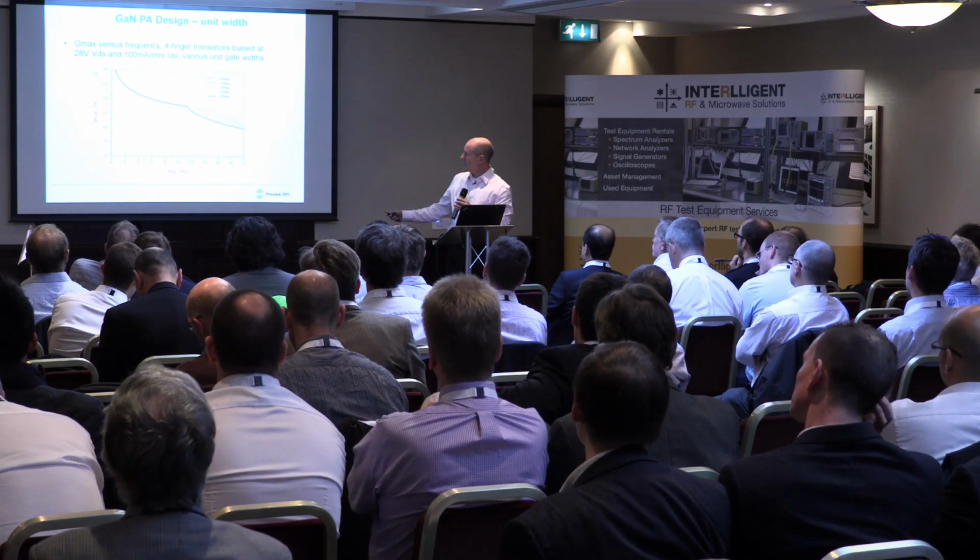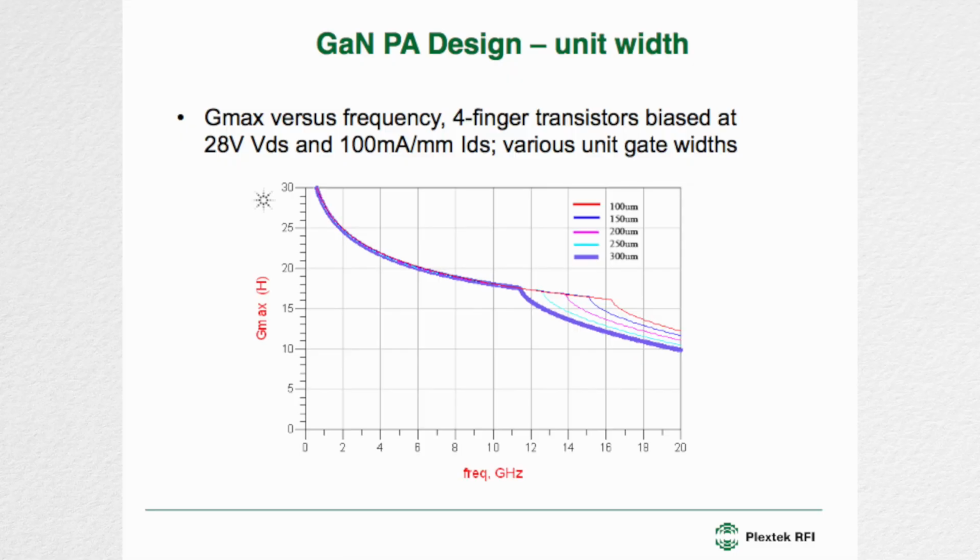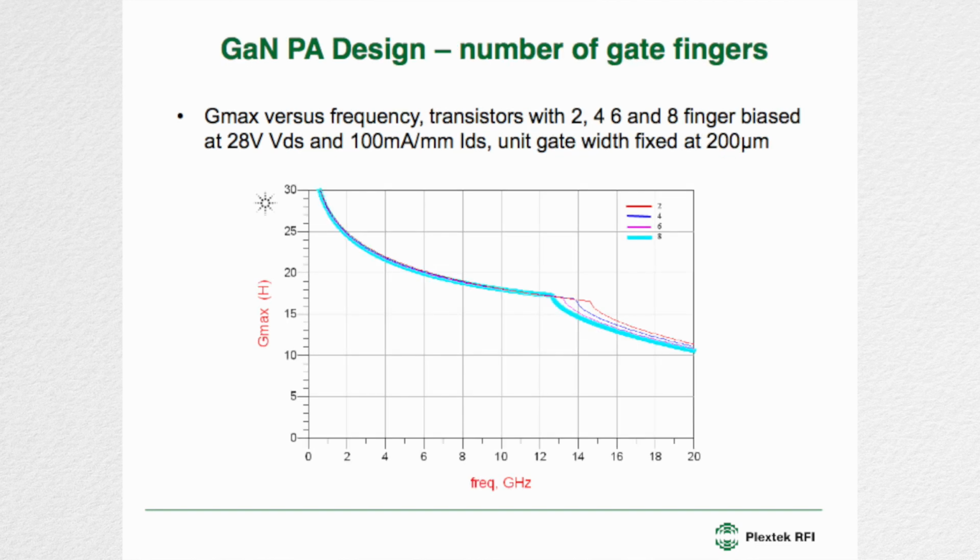And what you see here is that the wider the unit gate width, the less gain you have. At lower frequencies here, this doesn't matter so much. And we see a similar effect with the number of fingers. As you increase the number of fingers, the device gets physically wider, parasitic effects increase, and at the higher frequencies, you sacrifice some gain.